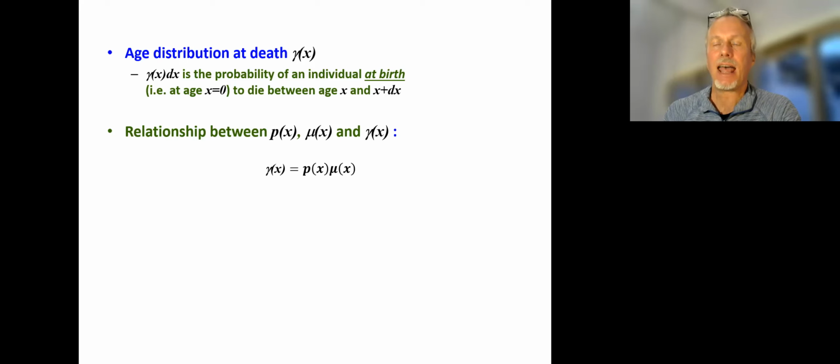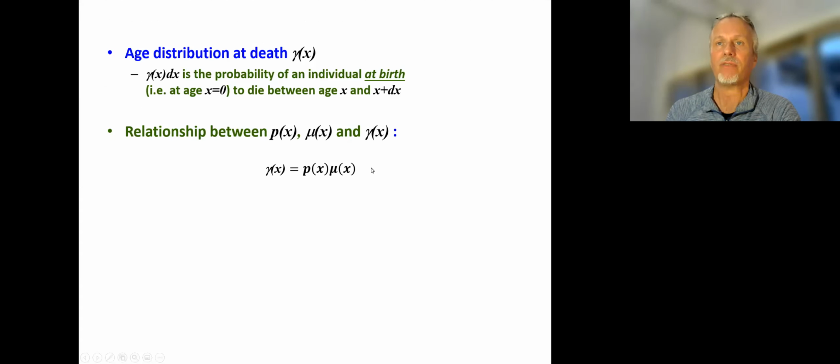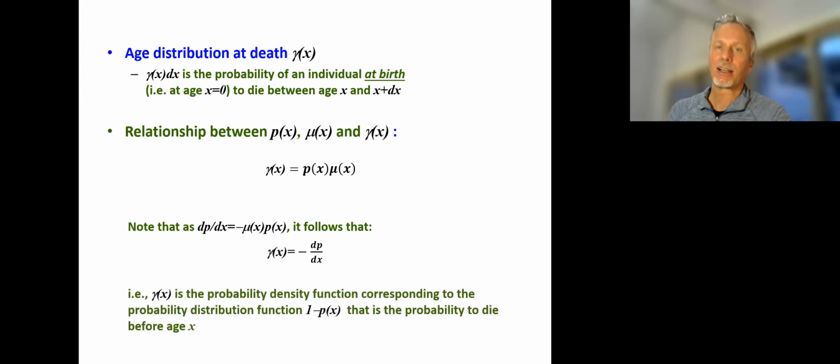small interval dx. We can then divide both members, the left-hand side and right-hand side, by dx, and we derive exactly this function. Gamma of x is equal to p of x times mu of x. Note that as dp over dx is equal to minus mu of x times p of x, it follows that gamma of x is equal to minus dp over dx. And therefore, gamma of x is the probability density function corresponding to the probability distribution function 1 minus p of x, that is the probability to die before age x.